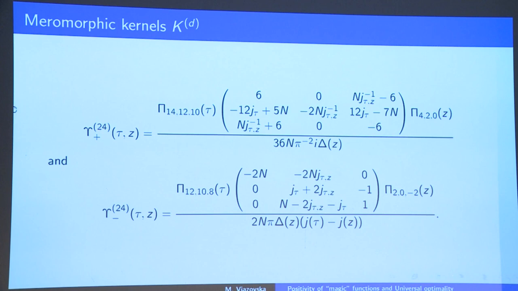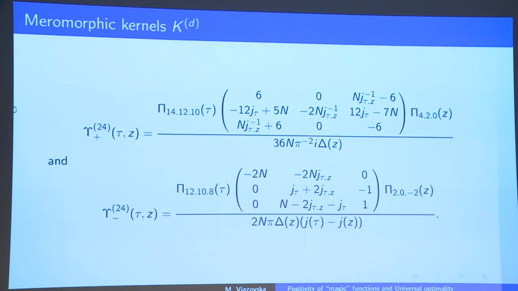And here is what we have for dimension 24. Again the structure is similar: we have a product of three matrices. This is a diagonal matrix, this is this matrix, and this is again a diagonal matrix.